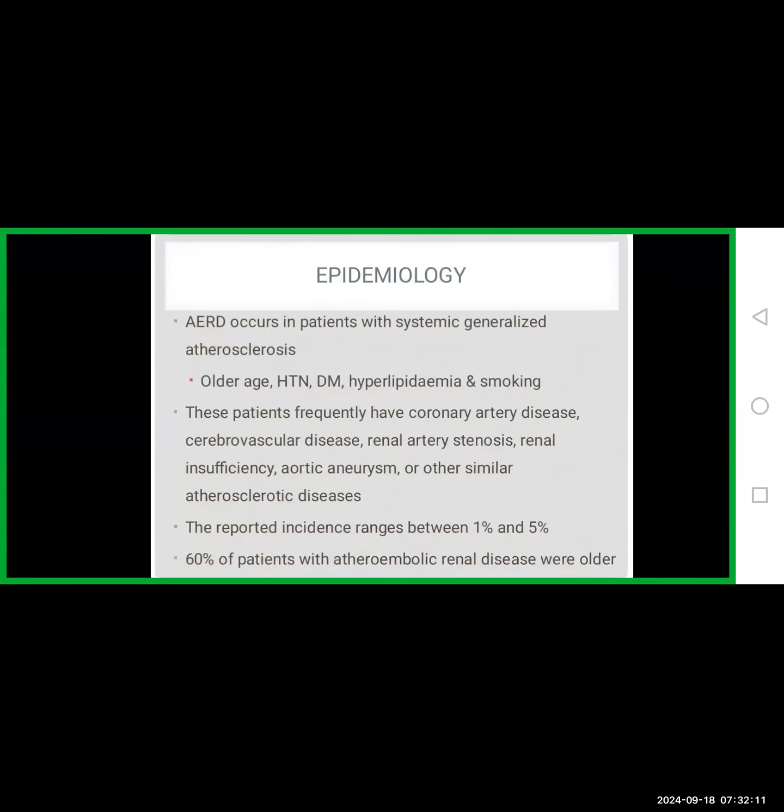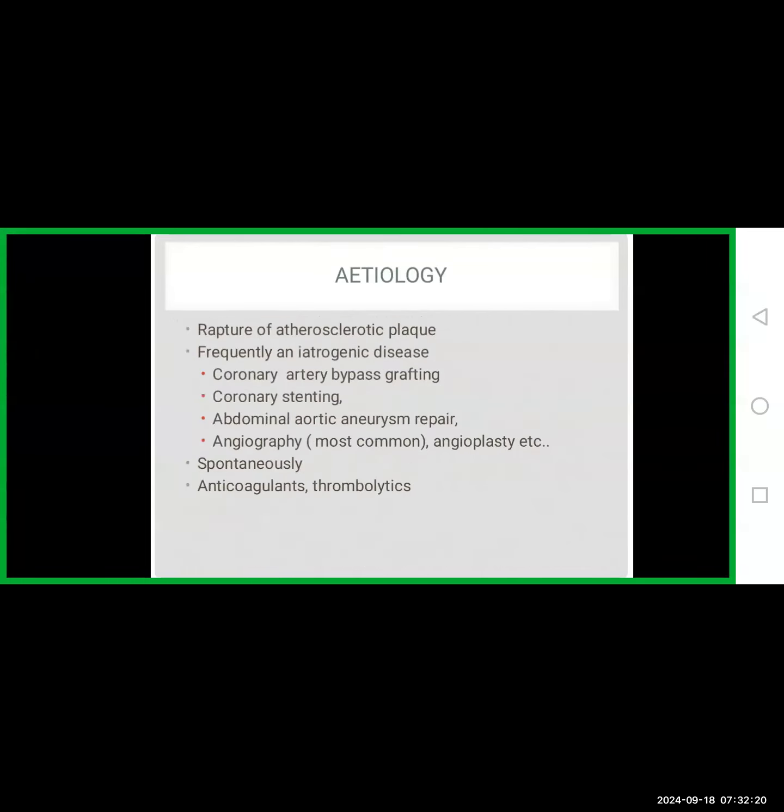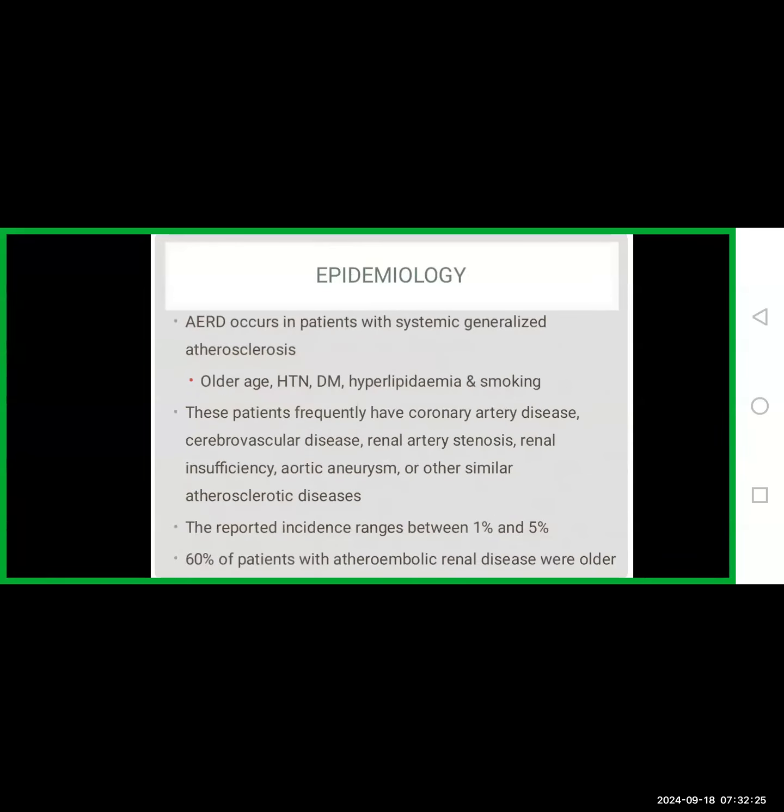It occurs in patients with systemic generalized arteriosclerosis. Risk factors include old age, hypertension, diabetes, hyperlipidemia, and smoking. These patients usually have coronary artery disease, CVDs, or other similar atherosclerotic diseases. Incidence is between 1% and 5%, and mostly these patients tend to be older, with about 60% of them at the age of 70 or more.